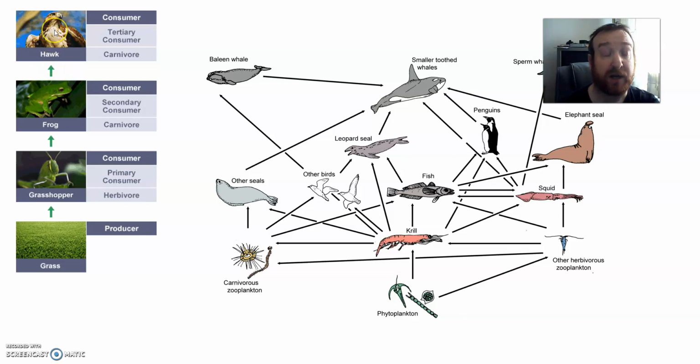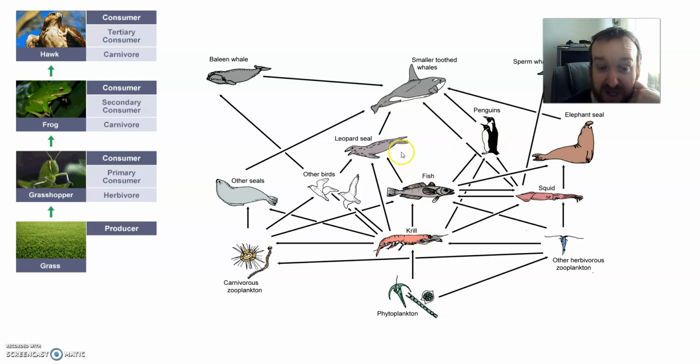We can look at a more complicated picture, which is the food web, which I've got in the middle. So this is different. This would be a sea-based habitat. Okay, and we've got some phytoplankton and they're consumed by krill and by other herbivore zooplanktons. Okay, and then the krill are eaten by the fish. They're eaten by leopard seals, they're eaten by birds, they're eaten by seals, they're eaten by carnivorous zooplankton, they're eaten by squid, they're eaten by penguins, they're eaten by lots of things.